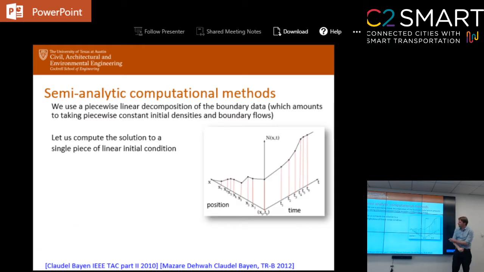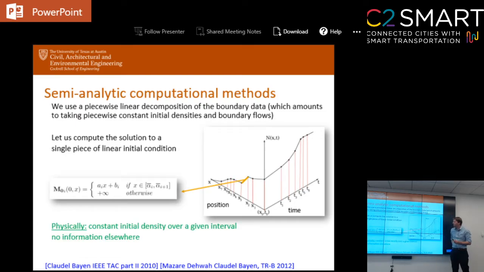To solve that problem, let's imagine that we have some boundary data. You can have, for example, initial conditions over space at time 0, or you can have boundary conditions over time at the beginning of the highway. And if you want to compute the solution associated, for example, to a single piece of initial condition, that doesn't make sense physically, because in math, you have to properly define initial and boundary conditions over an entire edge of a computational domain to compute the solution inside.